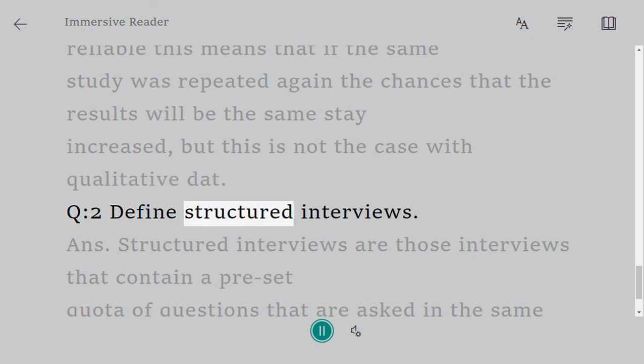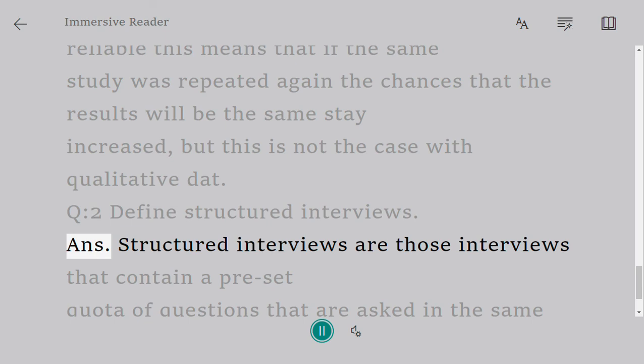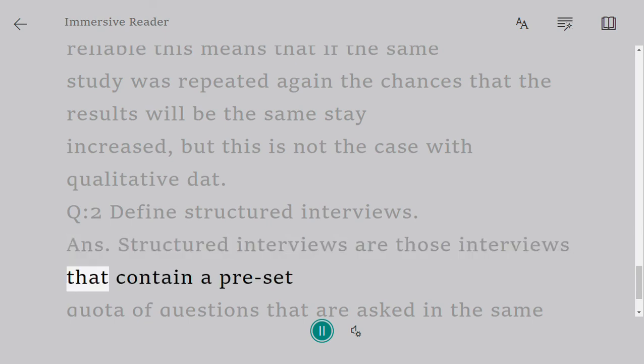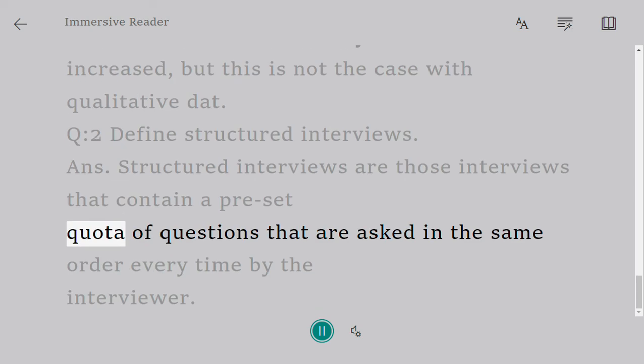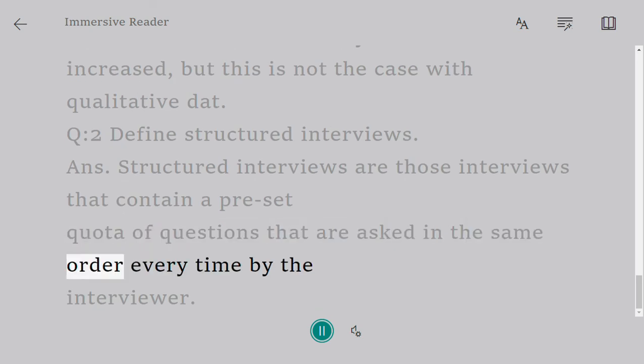Q2. Define structured interviews. ANS, structured interviews are those interviews that contain a preset quota of questions that are asked in the same order every time by the interviewer.